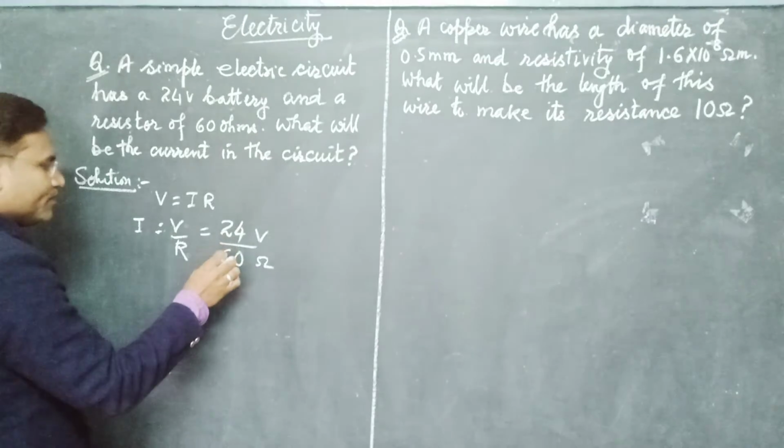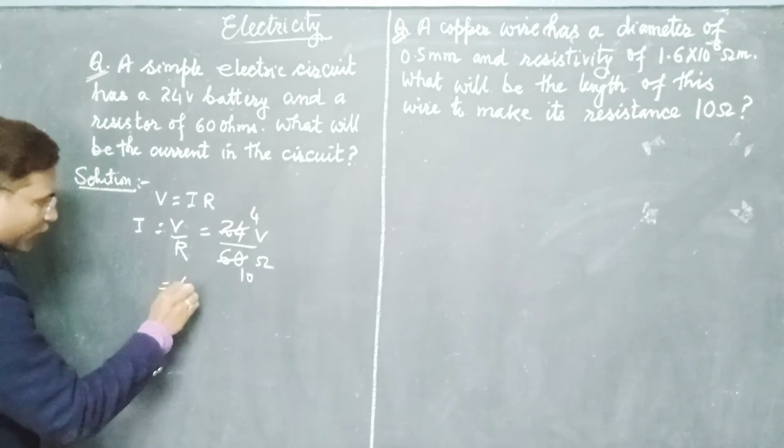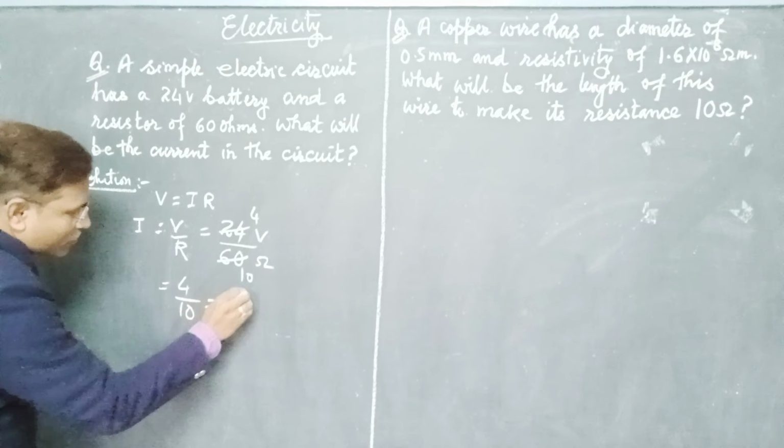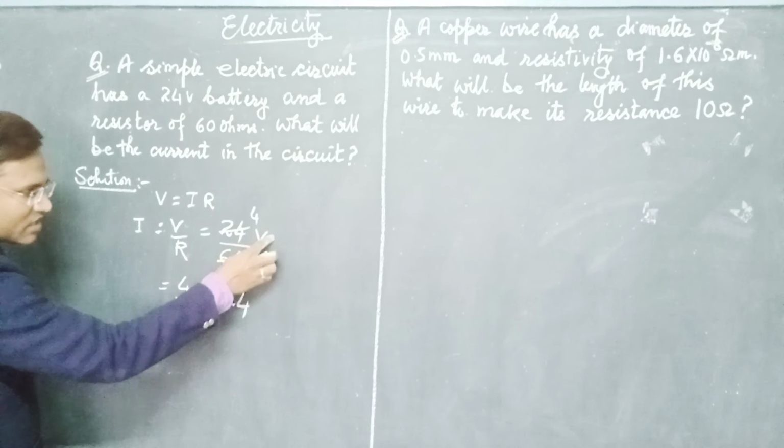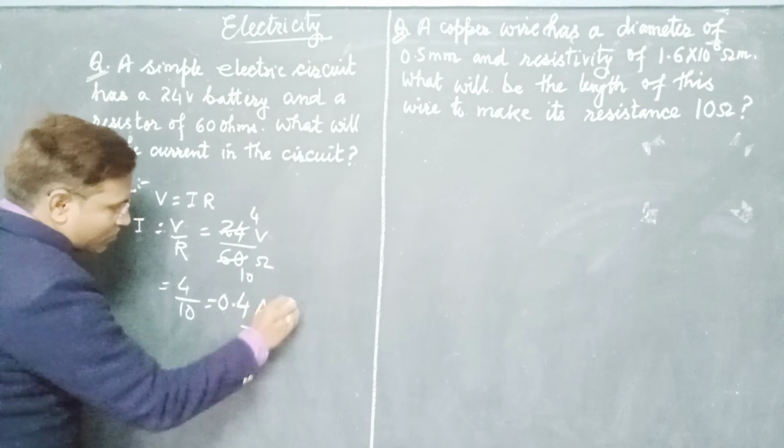Now we will divide. 6 tens are 60, 6 fours are 24. So we have 4 by 10, that means 0.4. Since these two are in SI unit, we will write the SI unit of current, ampere. So this is our answer.